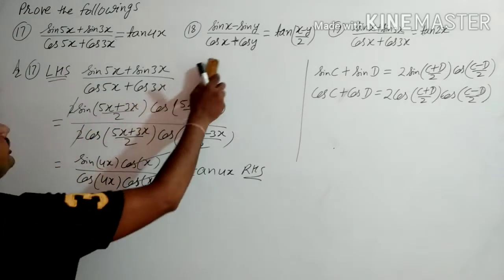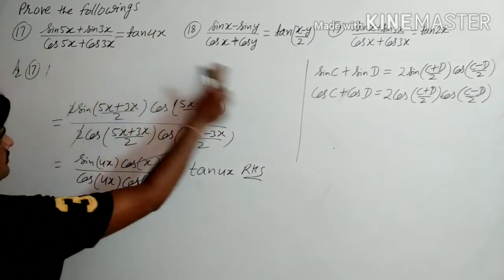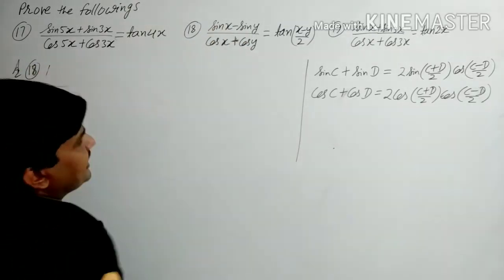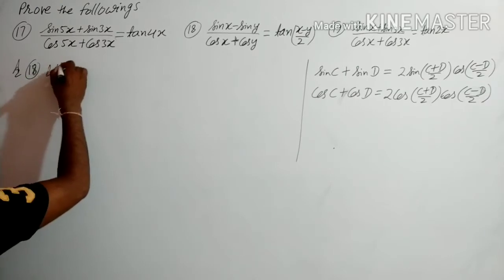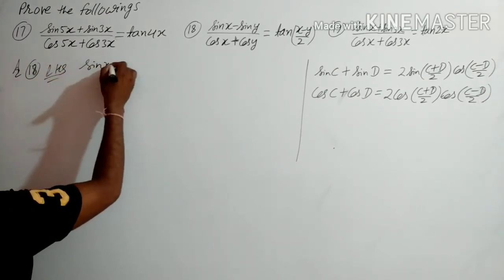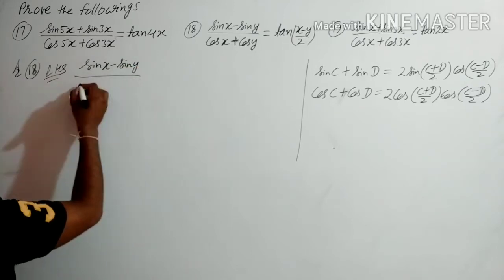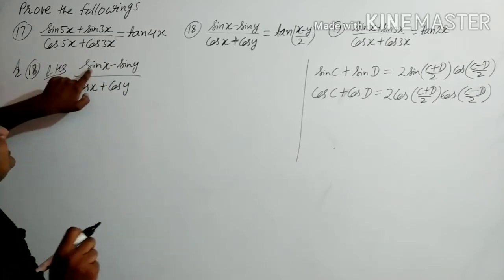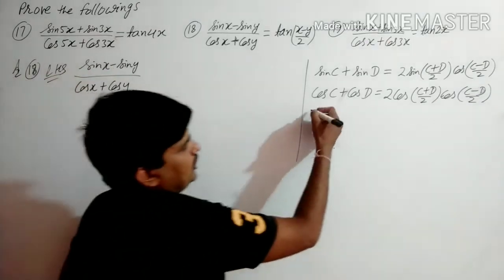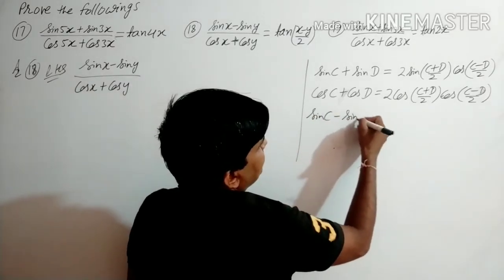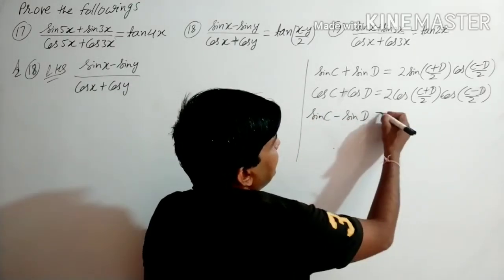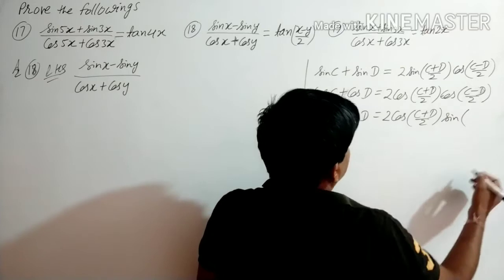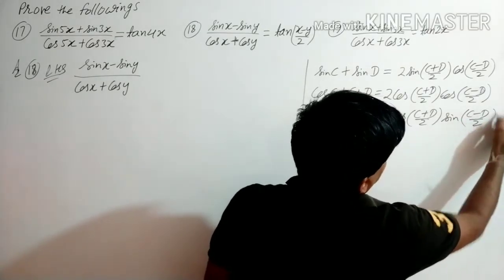Now for question number 18, that is (sin x - sin y) / (cos x + cos y). So LHS is (sin x - sin y) / (cos x + cos y). Here the numerator is sin c - sin d. We know that sin c - sin d equals 2 cos((c+d)/2) sin((c-d)/2).